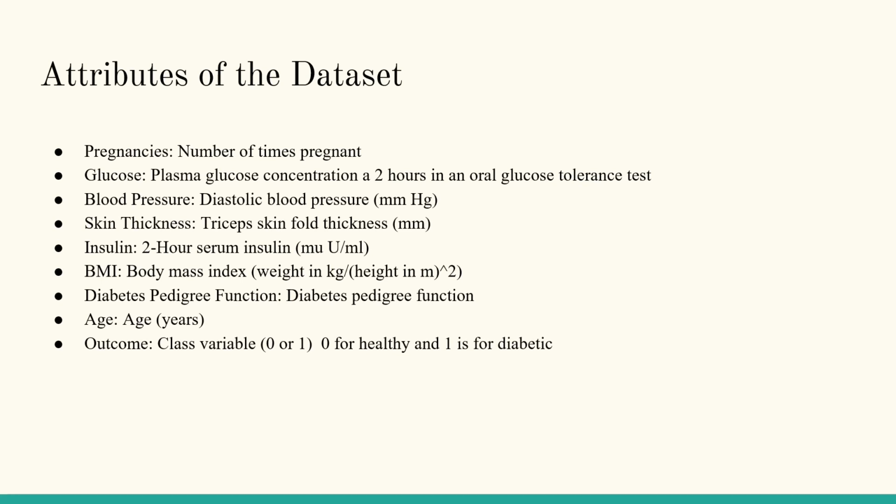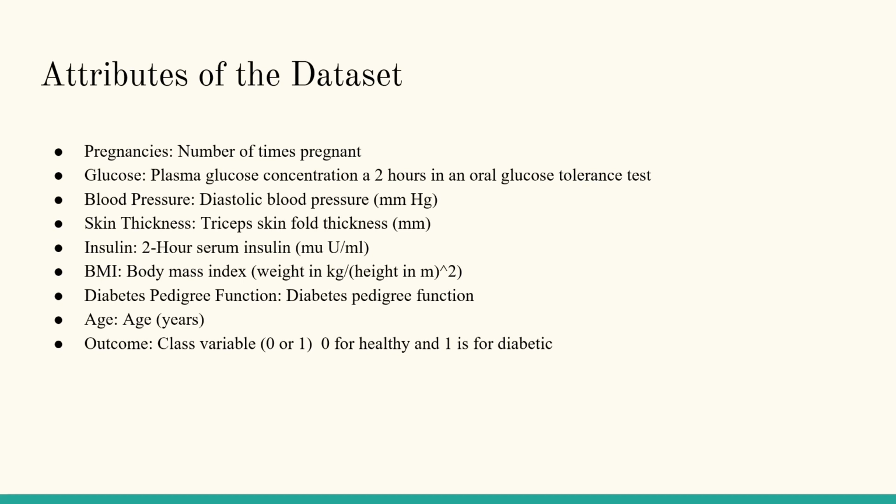The first one is pregnancies, the number of times the patient had pregnancies. The second one is the glucose level, which is the plasma glucose concentration at 2 hours in an oral glucose tolerance test. The next one is the blood pressure, diastolic blood pressure, which is measured in mm Hg. The next one is skin thickness, which is measured in mm as well. Insulin, which is the 2 hour serum insulin. And then BMI, which is body mass index. The next one is diabetes pedigree function. The next one is the age of the patient.